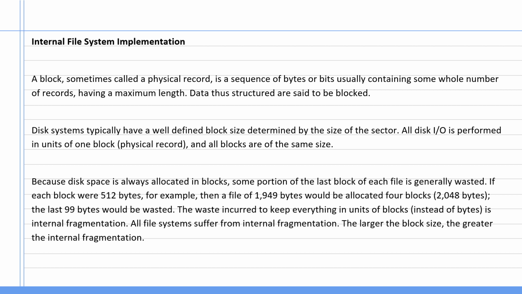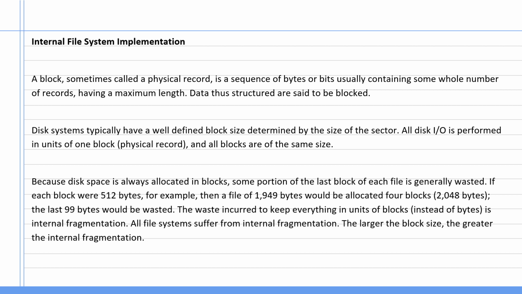Now let us take an example. If each block were of 512 bytes, for example, then a file of 1949 bytes would require 4 blocks to accommodate, which is nothing but 2048 bytes. However, we observe that because disk space is always allocated in blocks, some portion of the last block of each file is generally wasted. Here we find that 99 bytes would be wasted.